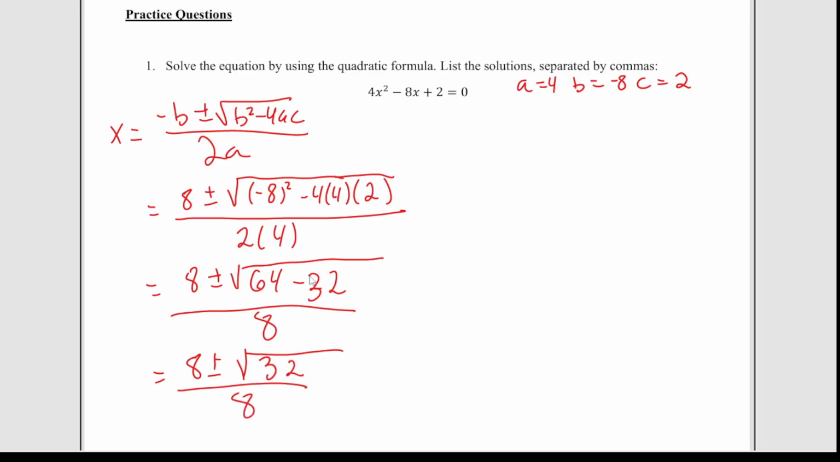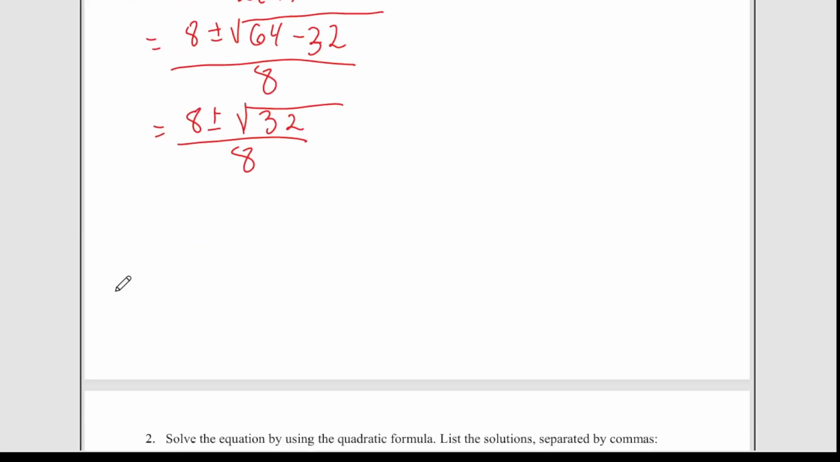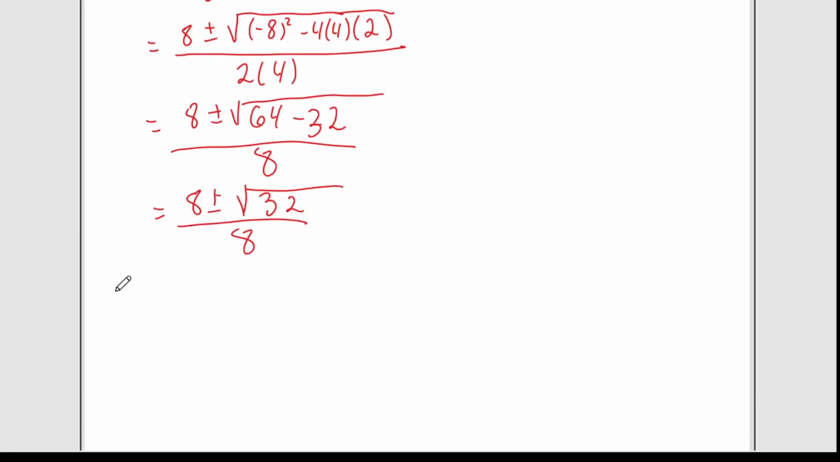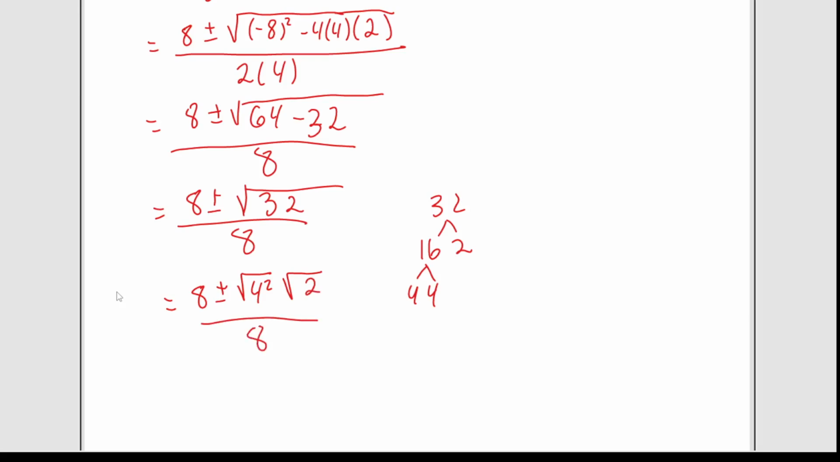Then we're going to want to simplify the square root of 32. It's not a perfect square, but it does simplify. So in particular, the square root of 32, we're going to break down 32 into 16 times 2, exactly what we multiplied to get there. 16 breaks down to 4 times 4. That's already our perfect square. So we get 8 plus or minus the square root of 4 squared times the square root of 2 all over 8. Square root of 4 squared becomes 4.